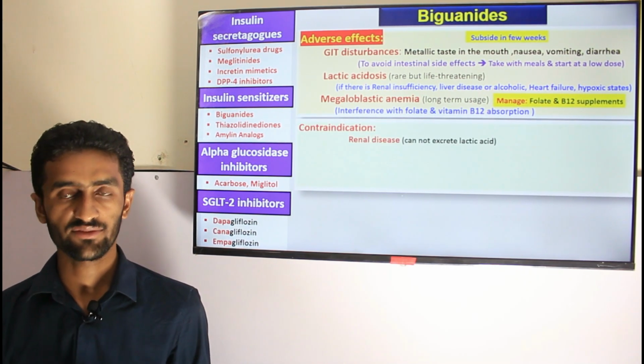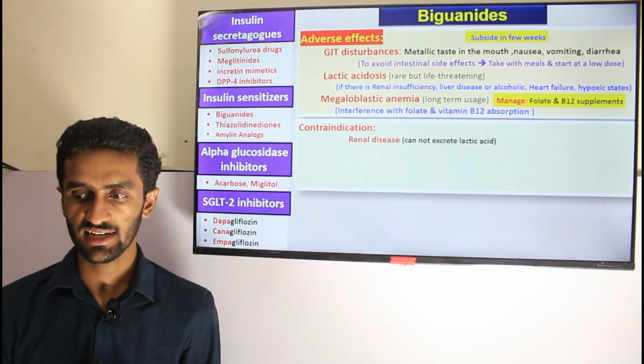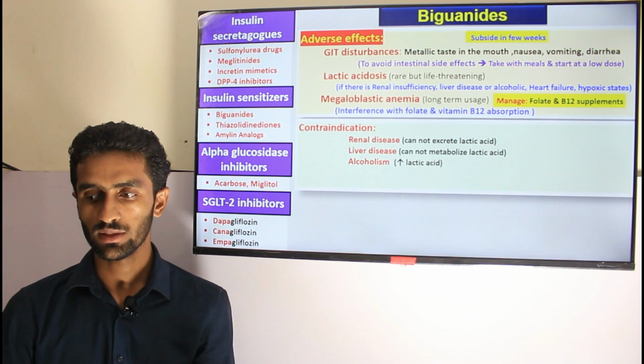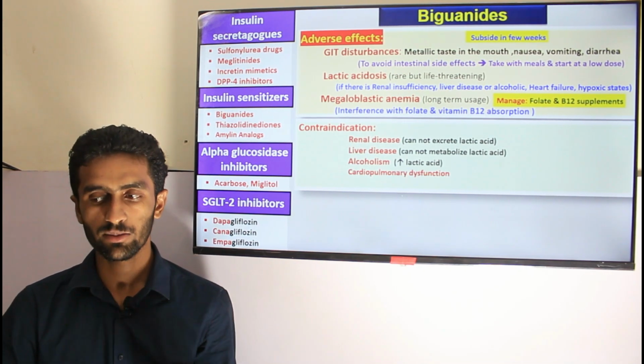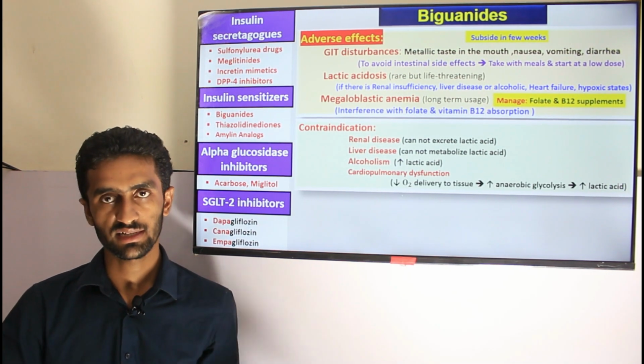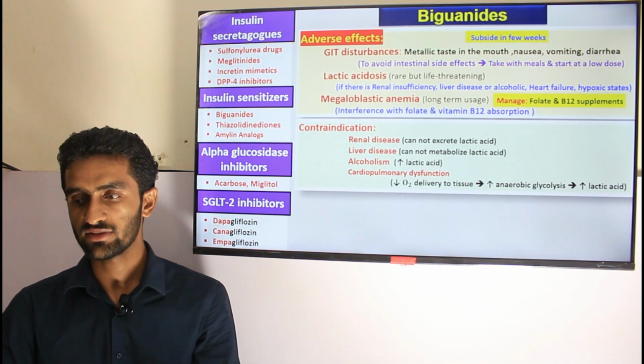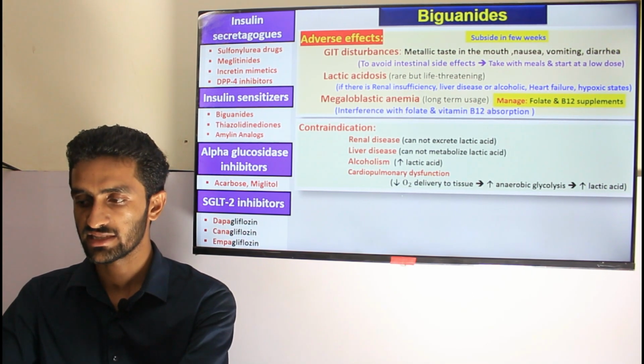Okay, contraindications: renal disease, because they cannot excrete the lactic acid; liver disease, because they cannot metabolize the lactic acid; alcoholism, because this increases the lactic acid; and cardiopulmonary dysfunction, which means decreased oxygen delivery to tissue, which increases glycolysis, which can increase lactic acid production.